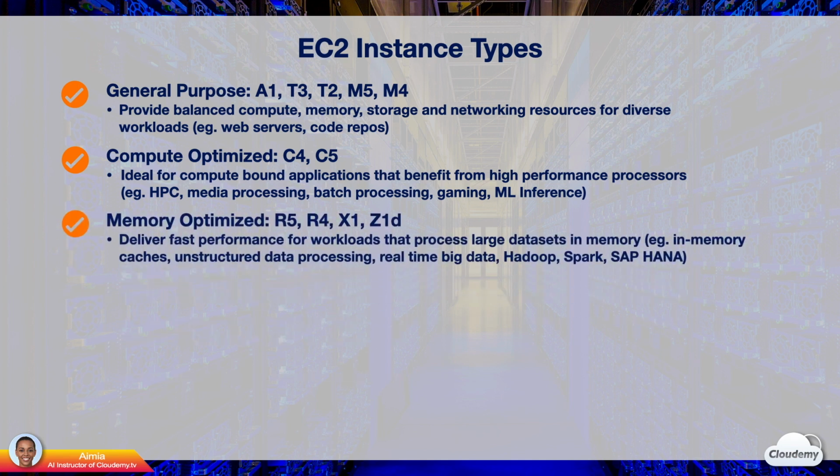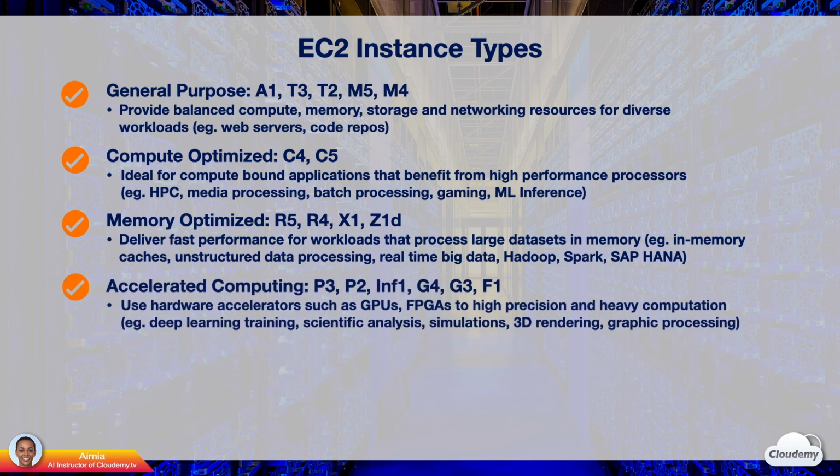Memory-optimized instances are designed to deliver fast performance for processing large datasets in memory, such as in-memory databases, in-memory caching, unstructured data processing, real-time big data analytics, Hadoop Spark clusters, SAP HANA. Memory-optimized instances include R4, R5, and X1 instance types.